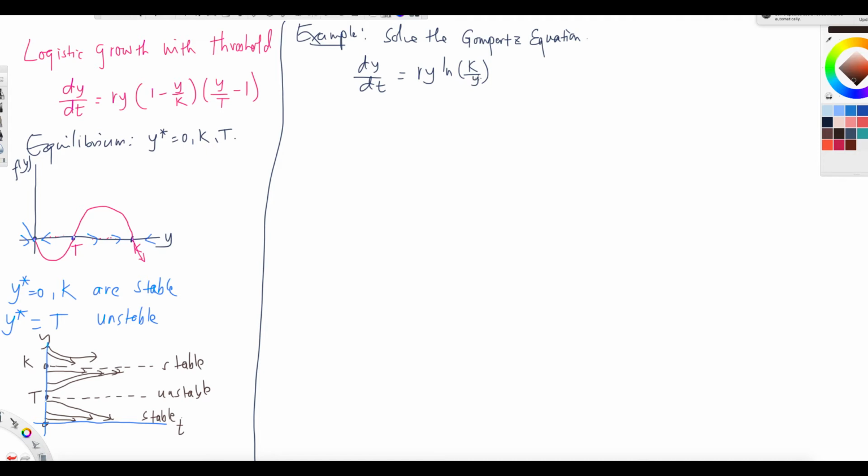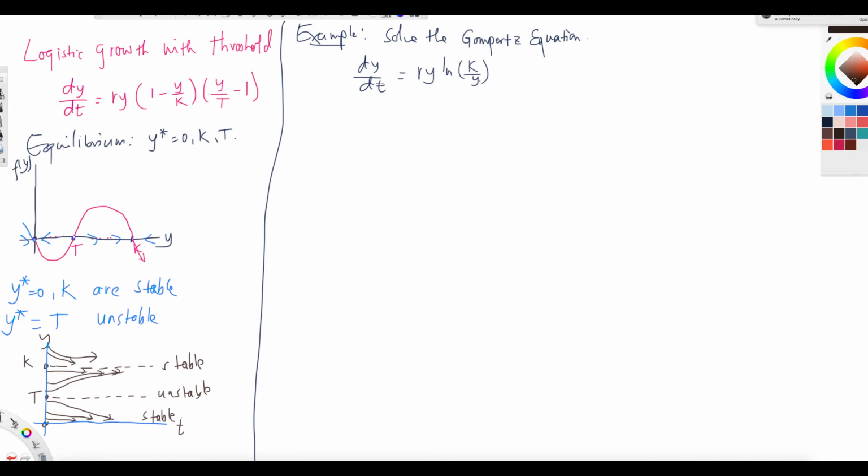If y is less than k, what happens? k over y will be greater than 1, and the natural log of something greater than 1 will be positive. So the whole thing will be positive, meaning if y is less than the carrying capacity, the derivative will be positive, so the population will grow. If y is greater than k, k over y will be less than 1, so the natural log will be negative. In that case dy over dt will be negative, so y will decrease. So it behaves similarly to the logistic equation, okay?